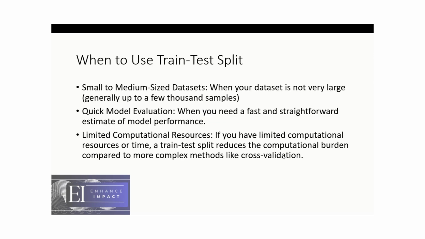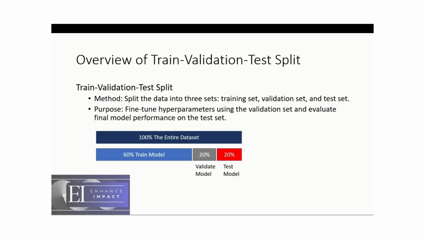You use the train test split method when you have small to medium sized data sets. That's when your data set is not very large, generally up to a few thousand samples. It's great when you need a fast and straightforward estimate of model performance, and when you have limited computational resources or time. The train test split reduces the computational burden compared to more complex methods like cross-validation.